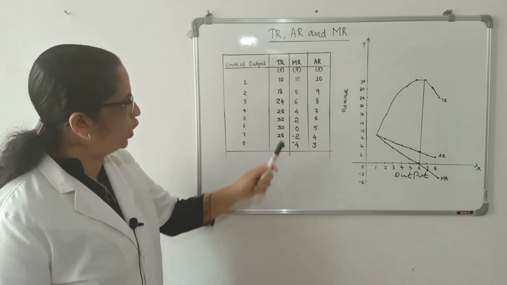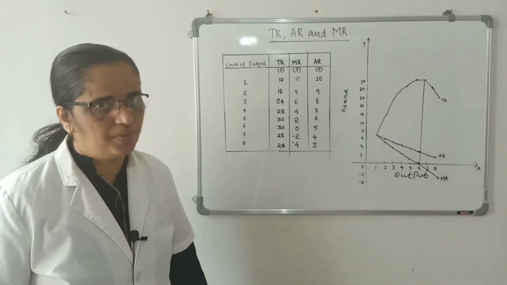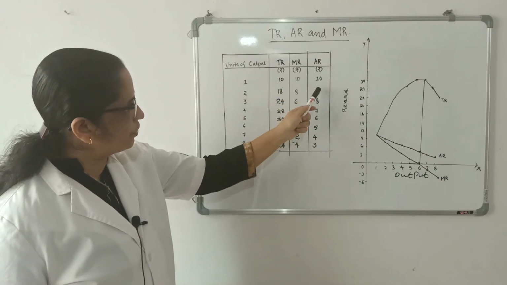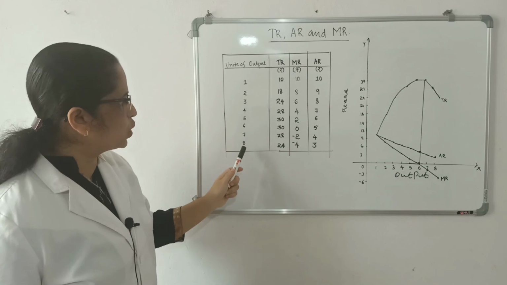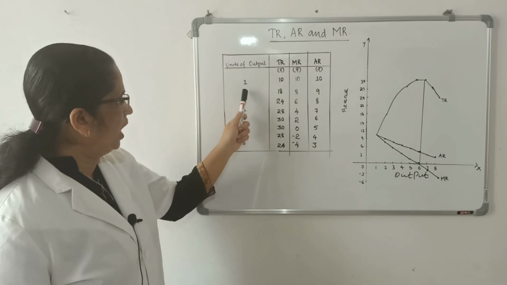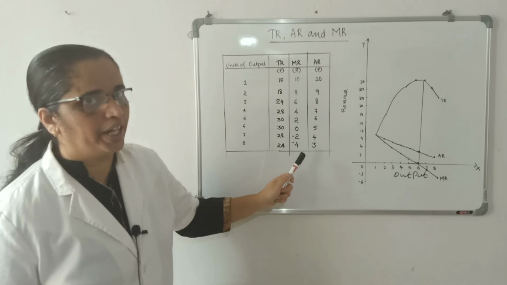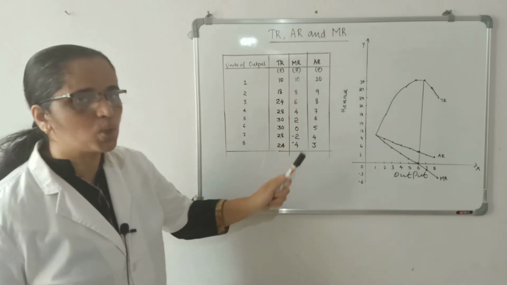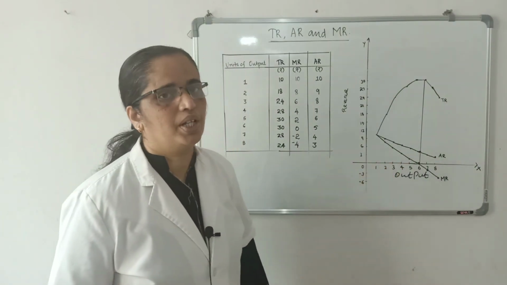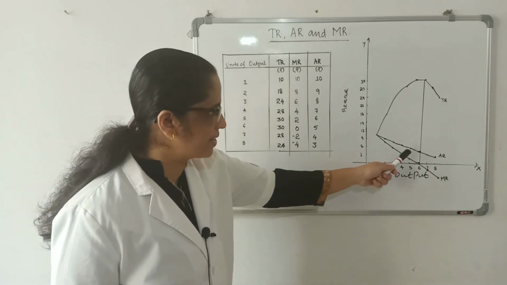I hope you follow the schedule and diagram, the shapes of the various revenue curves. Here, remember that AR is price, and additional units are sold at a less price. That also you have to see here. So observe the position of AR and MR. MR lies below AR. That is, AR is greater than MR.